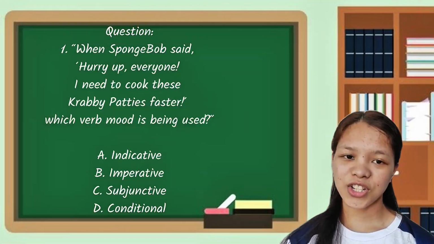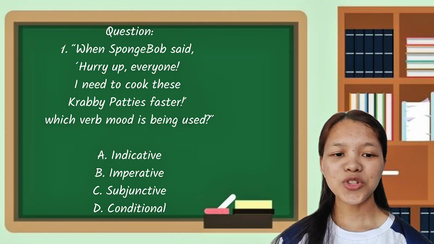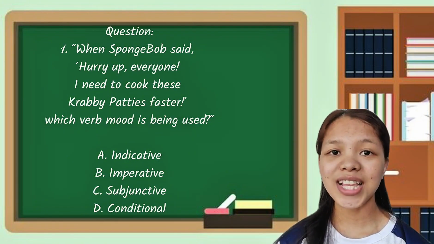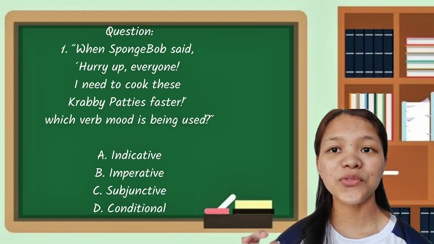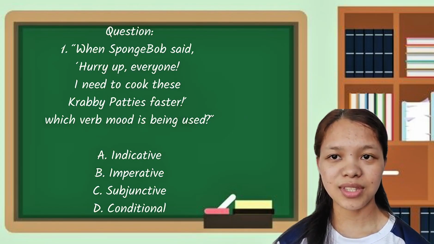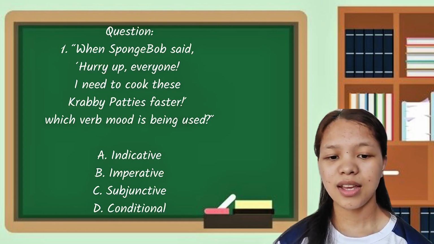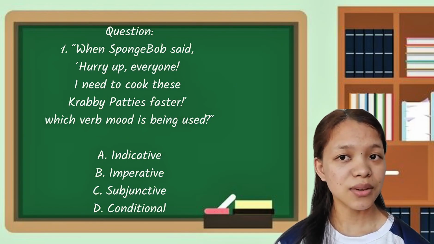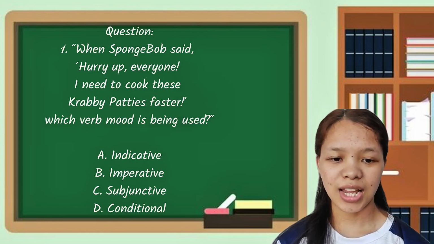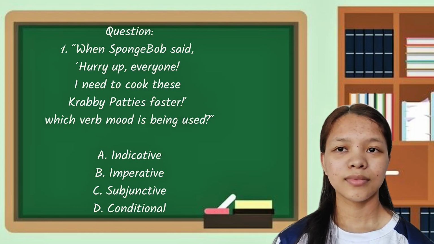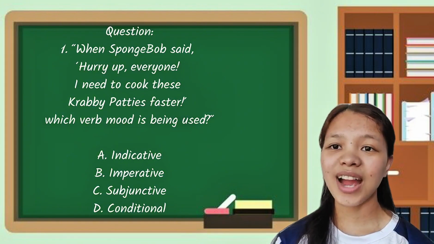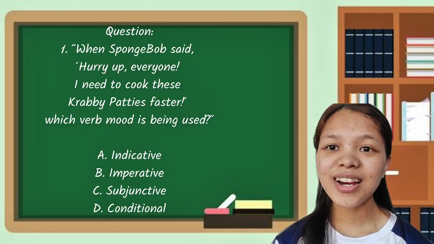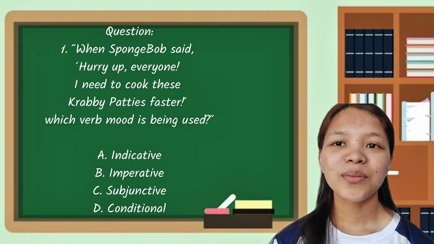Alright, first question. When SpongeBob said, "Hurry up, everyone! I need to cook these Krabby Patties faster," which verb mood is being used? Is it A. Indicative, B. Imperative, C. Subjunctive, or D. Conditional? Alright, so the correct answer is letter what? It's letter B.